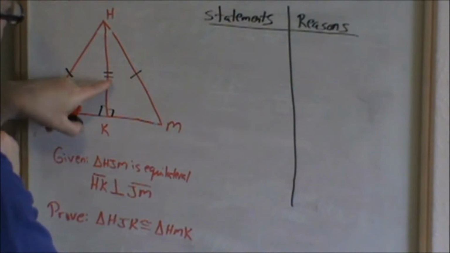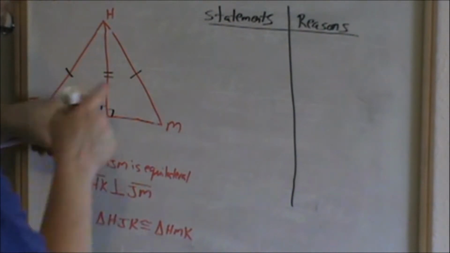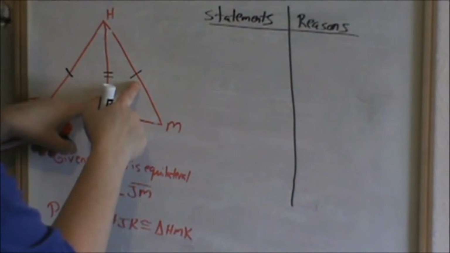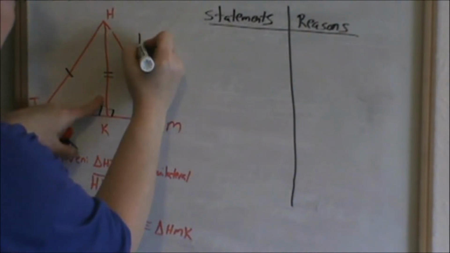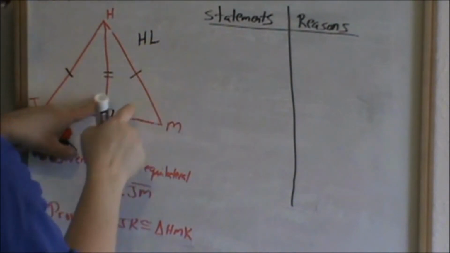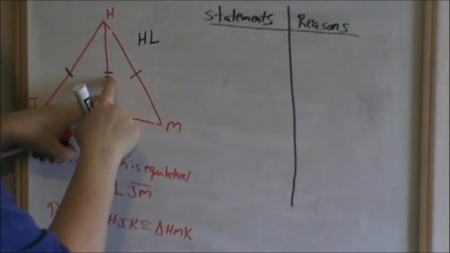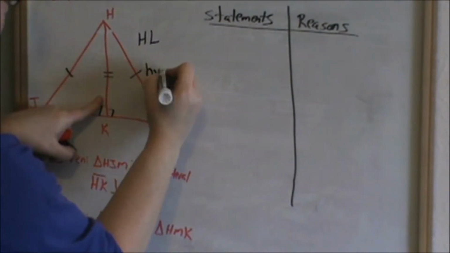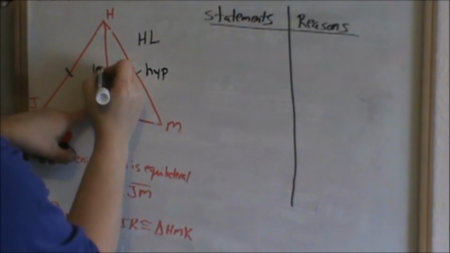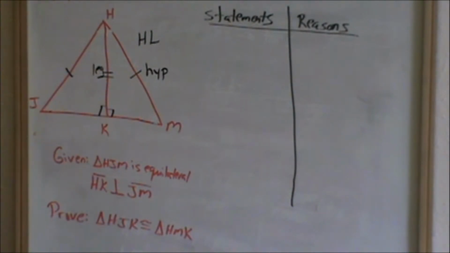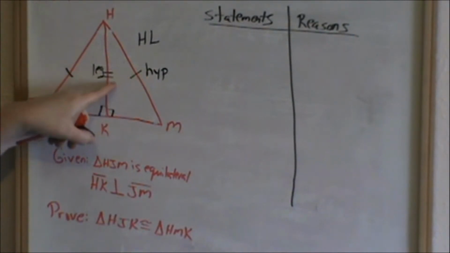Looking at one triangle, this is a leg, this is my hypotenuse. So I can prove that these are congruent by hypotenuse leg. Hypotenuse leg. This is my hypotenuse, this is my leg. I have to have two pieces of information other than the right angle. So hypotenuse leg.